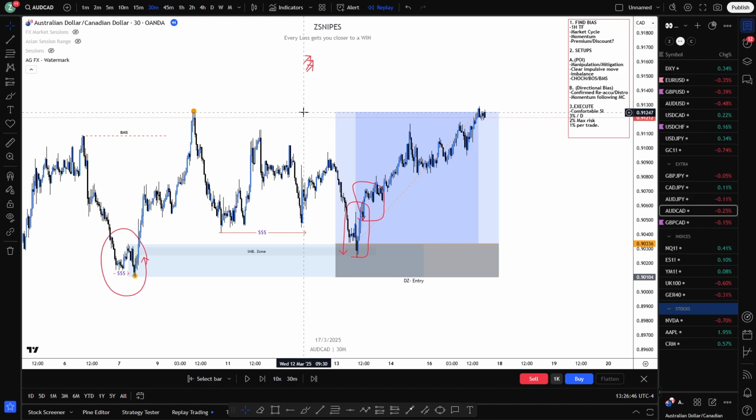I hope you guys got some useful knowledge from that. I will continue making videos like this and breaking down individual trades just to kind of show you guys the thought process, the rules, and everything like that, the confluences and why we take the trades that we take.